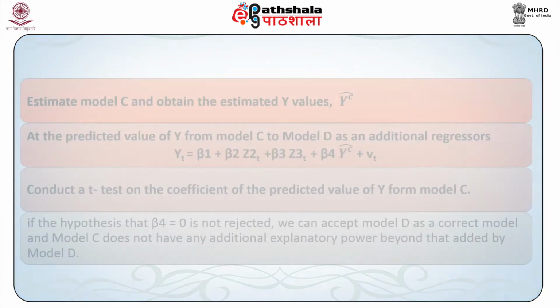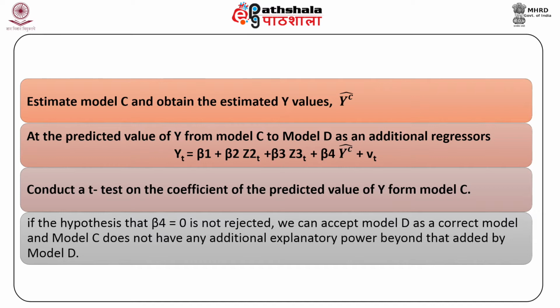Davidson-MacKinnon J test. The steps involved in this test are as follows. Estimate model C and obtain the estimated y values yc. Add the predicted value of y from model C to model D as an additional regressor. Yt is equal to beta 1 plus beta 2 z2t plus beta 3 z3t plus beta 4 yc plus vt. Conduct a t-test on the coefficient of the predicted value of y from model C. If the hypothesis that beta 4 is equal to 0 is not rejected, we can accept model D as a correct model and model C does not have any additional explanatory power beyond that added by model D.